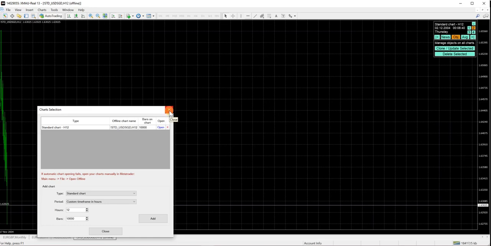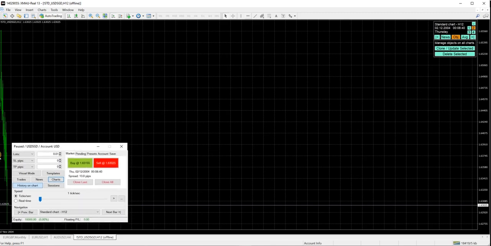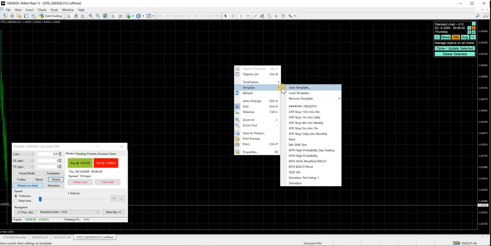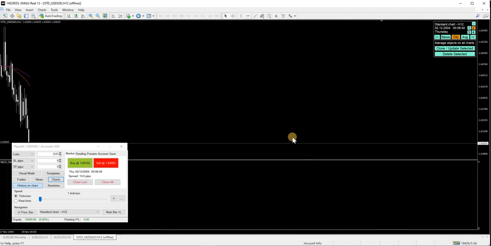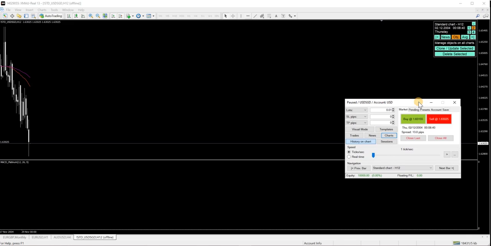So I can close this, leave that control box. Now we haven't got much data there because I've started right at the beginning of time, which I probably shouldn't have, but I didn't change it. So I'll add the template. So it's just a matter of, we'll go with the MT4 high probability, all right? So we've added the template. You can move this around if you want. So here's the chart. There's not much data.